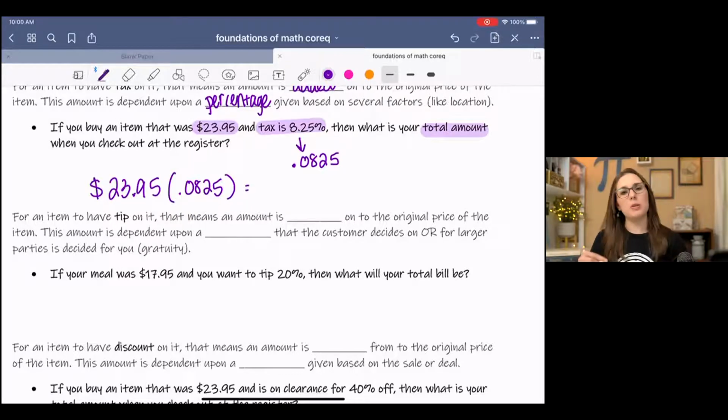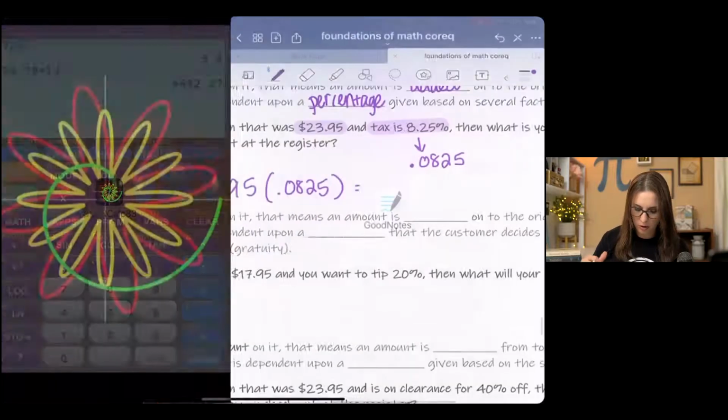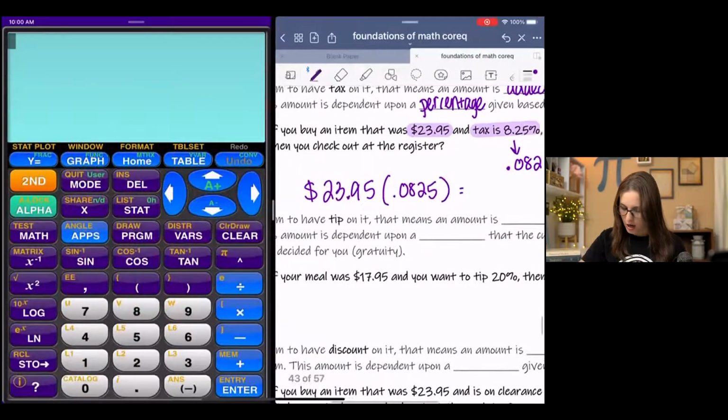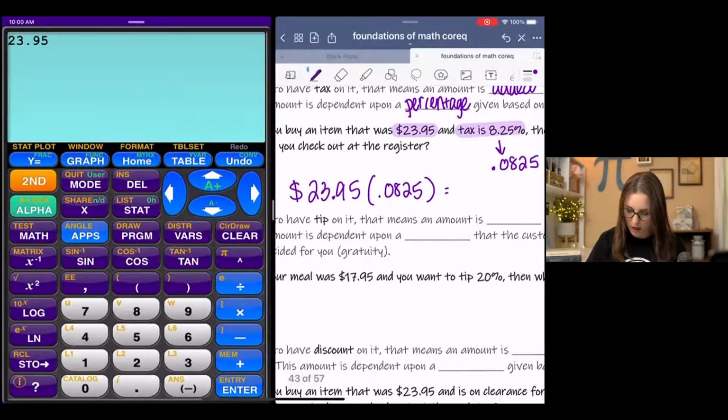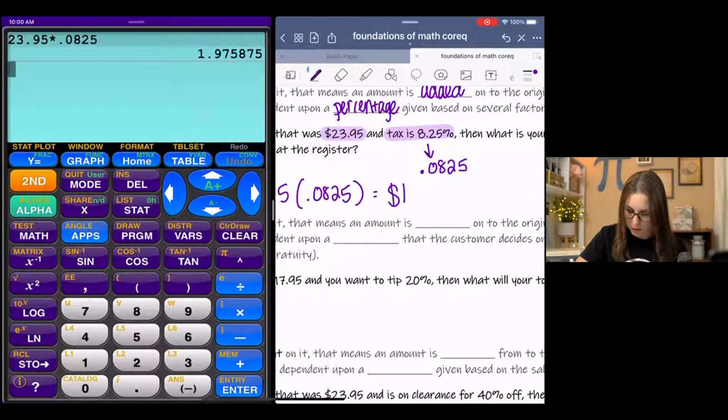And you don't have to do this by hand. You can use your calculator. I'm going to pull that up to the side here. We've got $23.95, and then we're going to do 8.25% of that. Enter, and we get about $1.98 if we're rounding to the nearest cent because of the 5 after the 7. So do you think that this is the total amount of my purchase, $1.98?